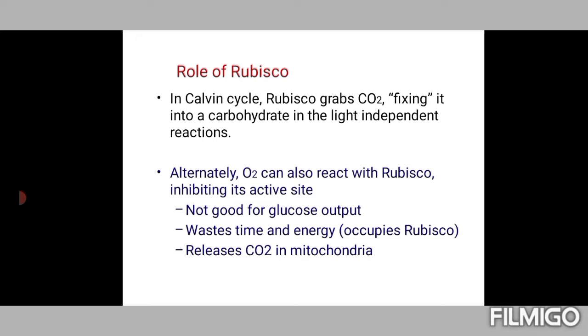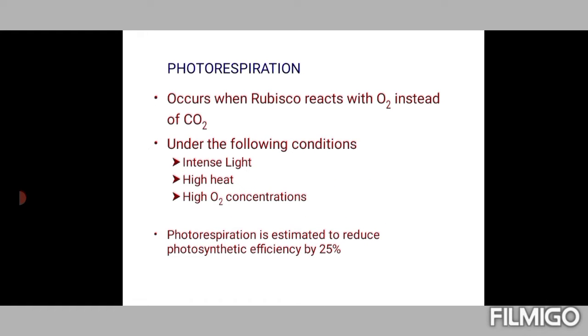Now, when it adds carbon dioxide, it goes on to complete the C3 cycle. But when oxygen is in plenty and carbon dioxide is in shortage, RuBP gets oxygenated. So that will go on to a wasteful process which is called photorespiration, which affects the proper glucose or carbohydrate output. It's a waste of time and energy, and it utilizes Rubisco as well as releases carbon dioxide inside mitochondria. This process is called photorespiration, where RuBP is oxygenated.